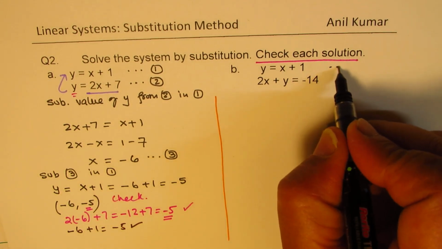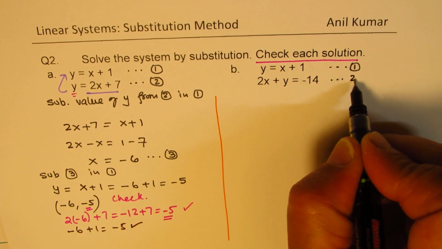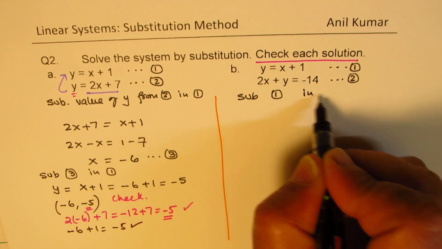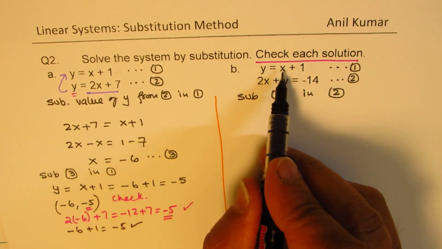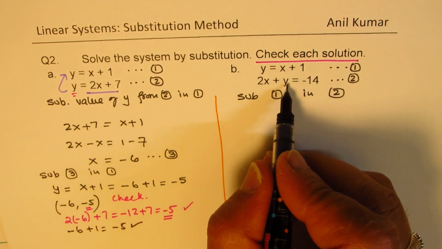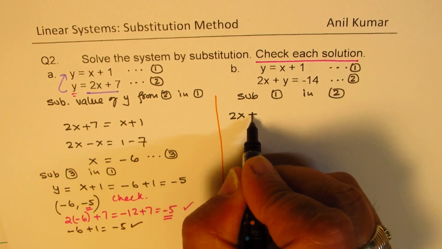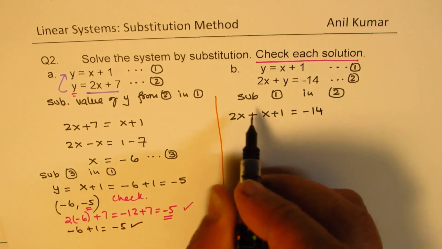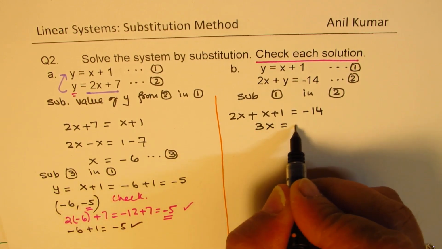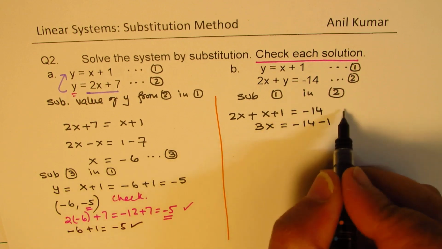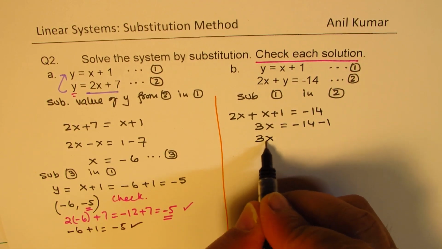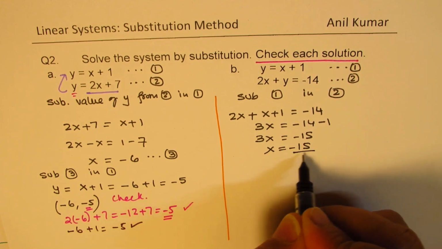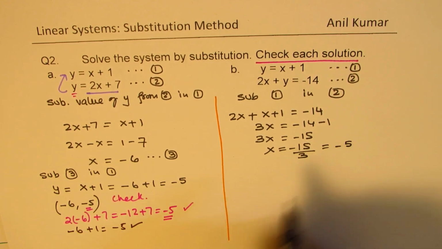So this time, let's say this is equation number 1, this is equation number 2. We'll sub equation 1 in 2. y equals x plus 1, I'm writing here for y, right? So we get 2x plus, instead of y, I'm writing x plus 1 equals minus 14. So that is 3x equals minus 14 minus 1, taking 1 on this side. So we have 3x equals minus 15, x equals minus 15 over 3. That gives us a value of minus 5.